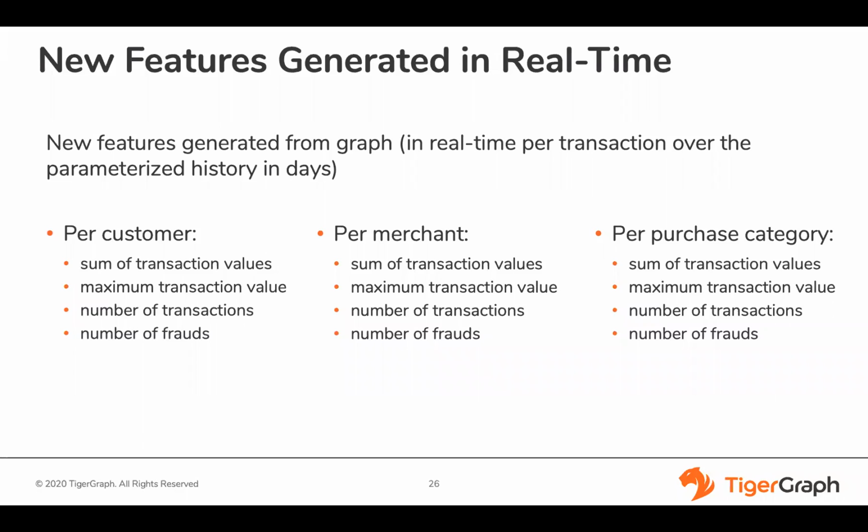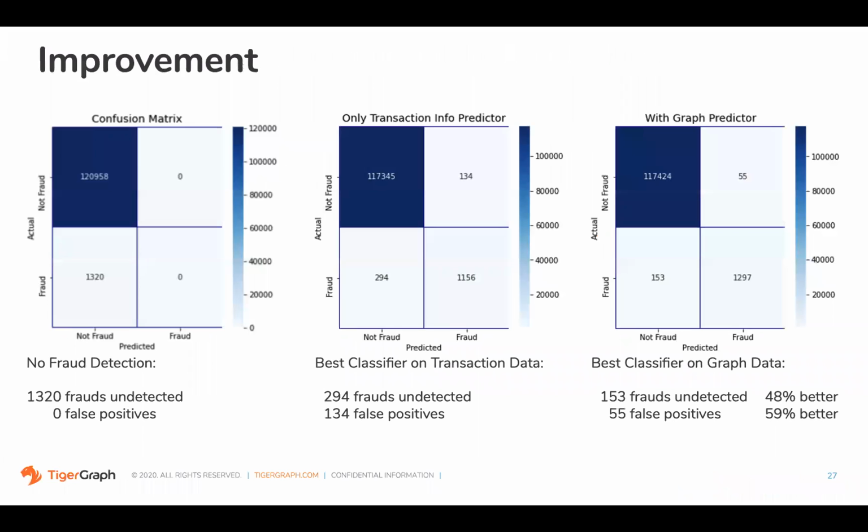So he used these, and the results are very convincing. As you can see, using graph data, only around half as many fraud use cases went undetected. And there were nearly 60% fewer false positives.